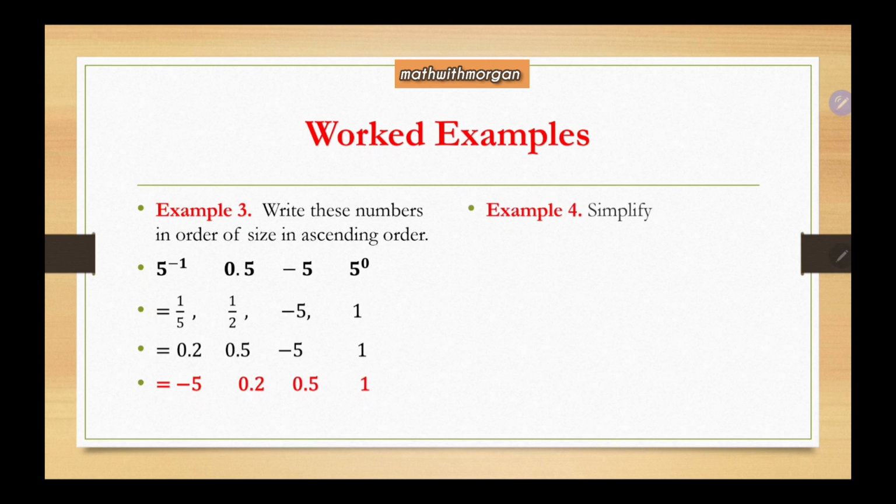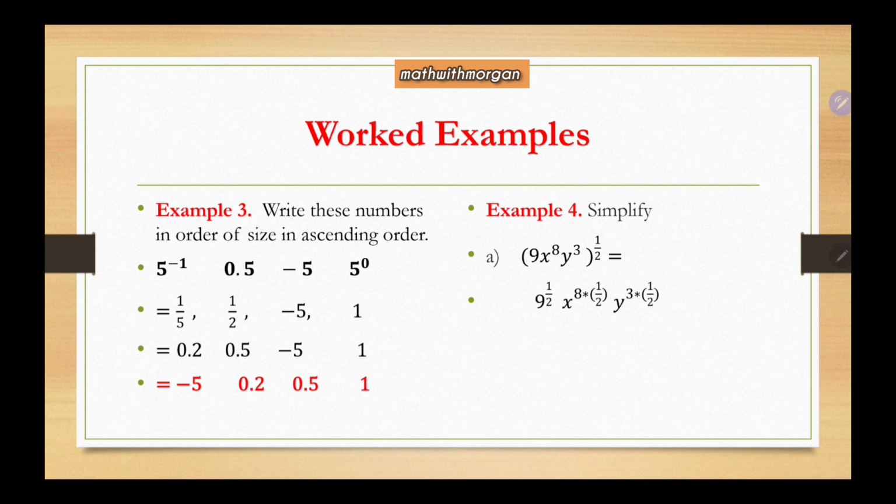Okay, example 4, simplify 9x to the power 8y cubed all raised to the power half. Okay, so whenever we have different terms but raised to the same power, what do we do? We just separate those terms but still raise them to that power. So we're going to have 9 to the power of half, x to the power of 8 but still raised to the power of half, and then y to the power of 3 but still raised to the power of half.